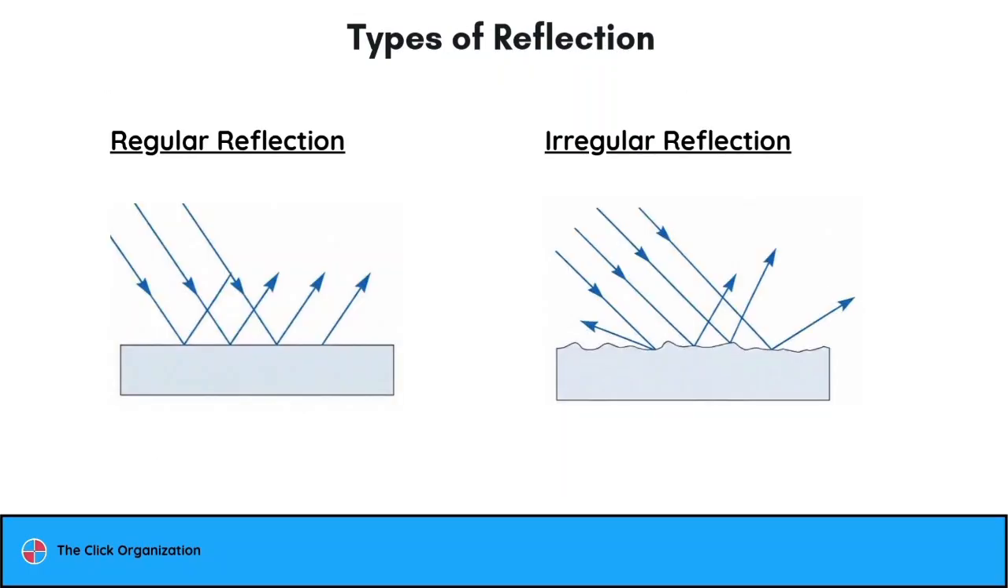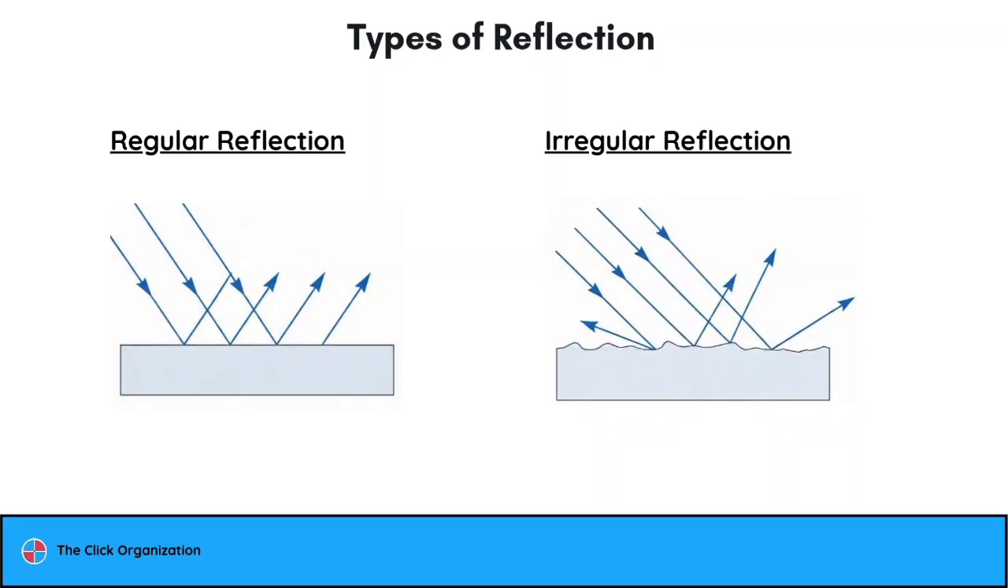Here we have types of reflection. Reflection occurs in two forms, as we can see in here: regular reflection and irregular reflection. Regular reflection, as you can see, takes place on a smooth surface, such as mirrors. And in this case, parallel rays remain parallel after reflection, producing clear images.